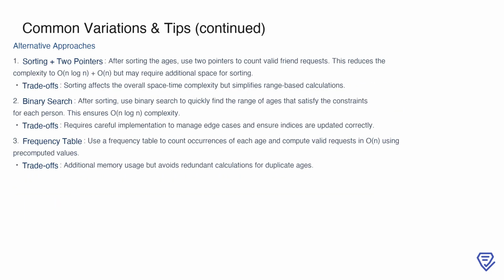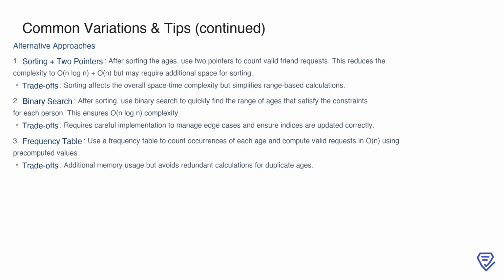There are also some alternative approaches to consider for solving this problem effectively. One popular method is to sort the ages and use a two-pointer approach to count valid friend requests. This reduces the complexity to n log n for sorting, followed by n for the two-pointer traversal. However, sorting does add extra space and time overhead, so it's important to weigh this trade-off against the simplicity it brings to range-based calculations. Another efficient method is to use binary search after sorting.